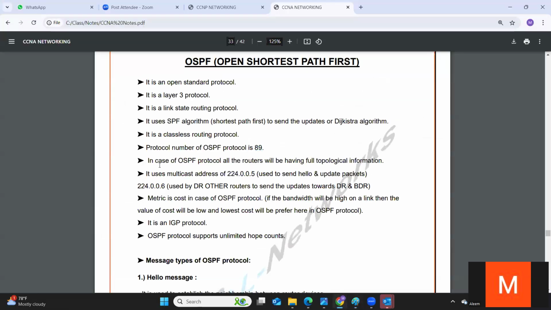Now, moving forward. As we discussed, the router has full topology information. So how will they share the routing information they have? For that, they will use two multicast IP addresses, 224.0.0.5 and 224.0.0.6. OSPF uses these multicast IP addresses.